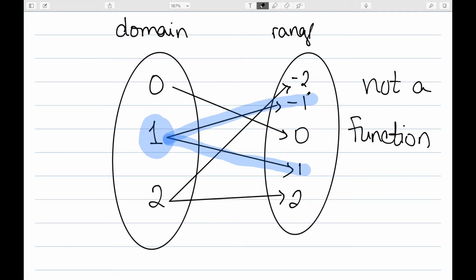And while these arrow diagrams are nice, they can give us a picture of what's going on. If we have an infinite amount of numbers to put in the domain, they're probably not practical. And this is where equations come in.